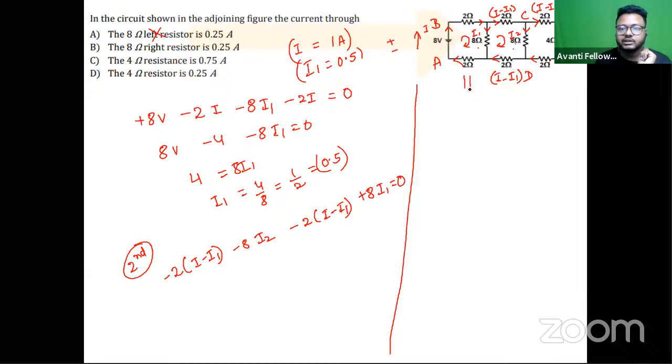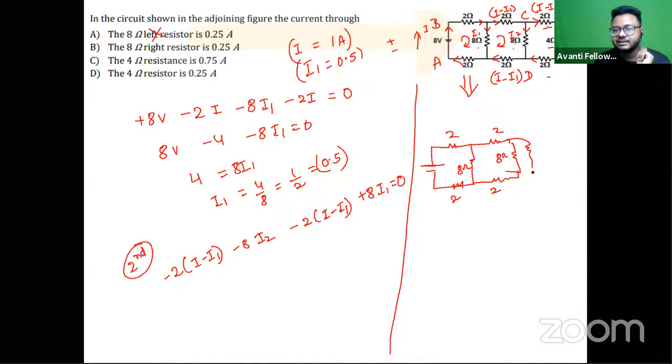If you try to find the equivalent resistance, how much will you get? See, this is a 2 ohm, here also a 2 ohm, and this is 8 ohm, right? And this is a 2 ohm, this is also a 2 ohm, and this is 8 ohm. Now what is the equivalent resistance here? 2 ohm plus 2 ohm plus 4 ohm plus 2 ohm. It is 8 ohm.